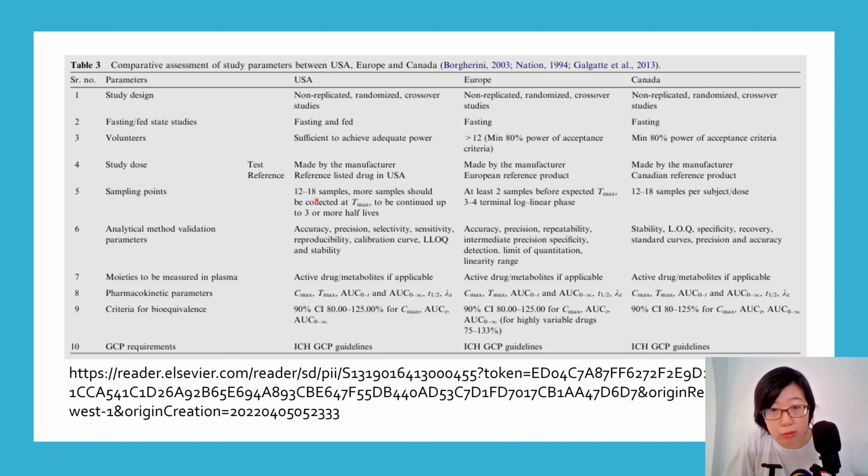So you can see it's about 12 to 18 samples that we need to take. More samples at the Tmax, up to 3 or more half-lives that you need to continue the study until. The European guideline says that you need at least 2 samples before the Tmax, right? 3 to 4 towards the plateau phase, and again an overall 12 to 18 samples per subject per dose.